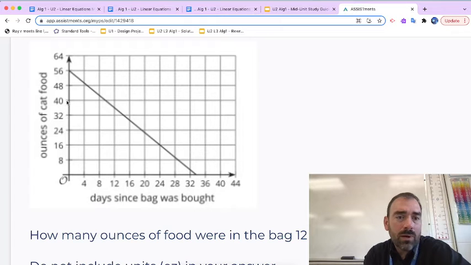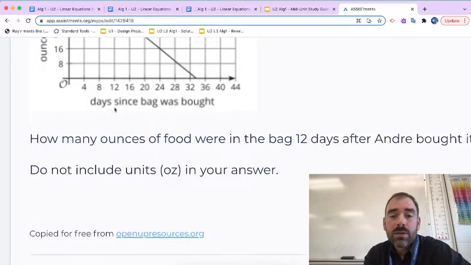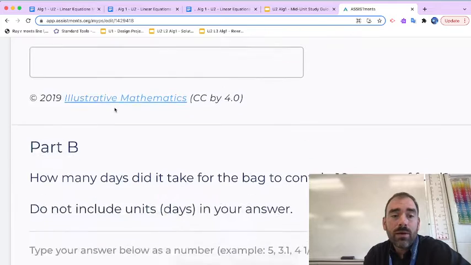That's going up by 8, which is a weird scale. But this is a halfway point, and half of 8 would be 4. So it looks like 4 more than 32. The answer we'd be looking for would be 36 ounces. That's how much he has in the bag after that.